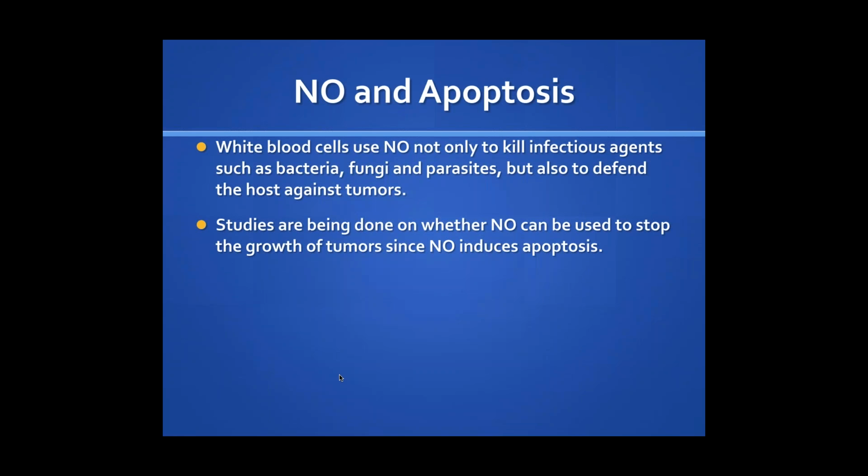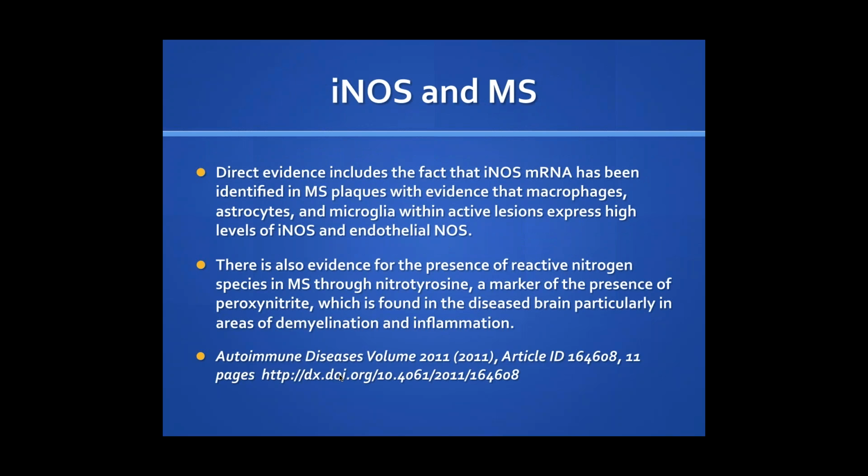White blood cells use nitric oxide not only to kill infectious agents such as bacteria, fungi, and parasites, but also to defend the host against tumors. So it's an interesting thing. Studies are being done on whether nitric oxide can be used to stop the growth of tumors, since nitric oxide induces apoptosis. And there's been some association with MS.